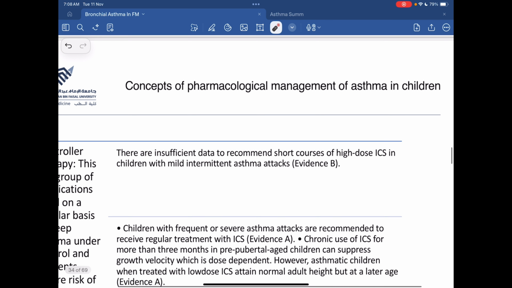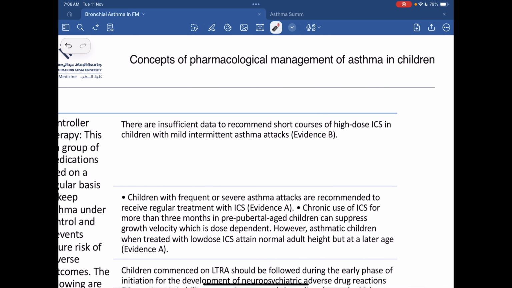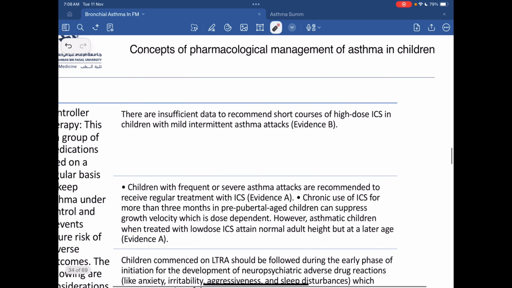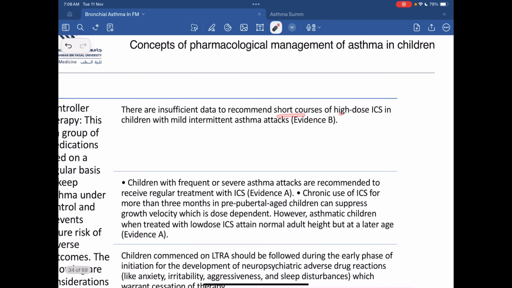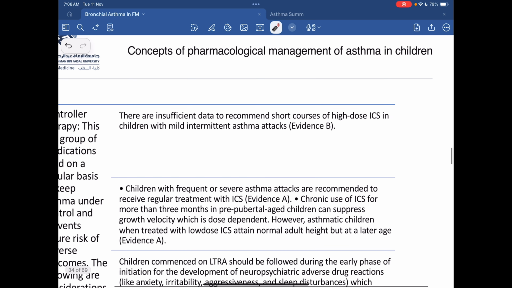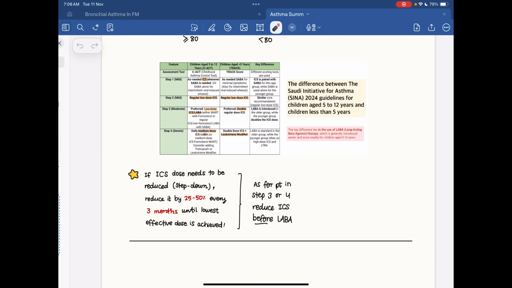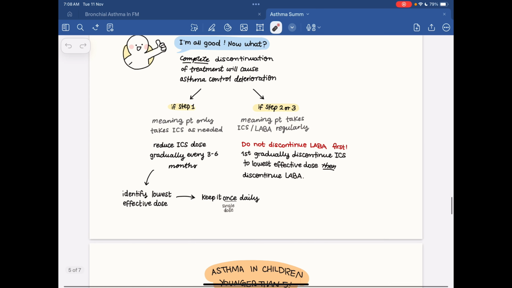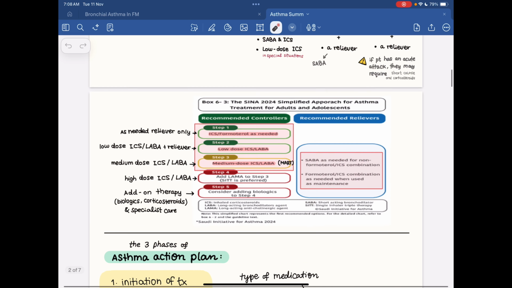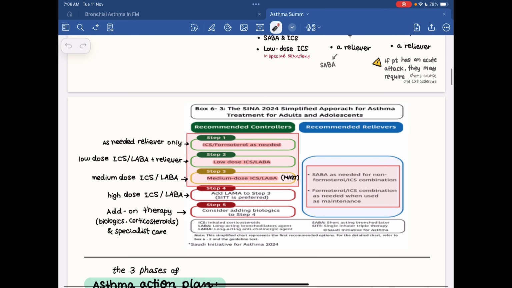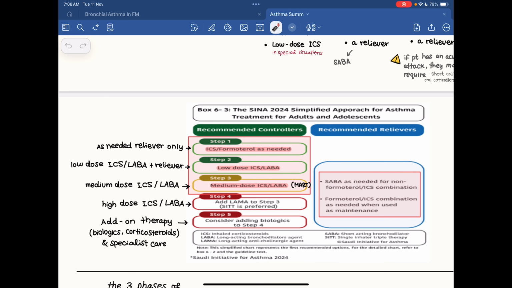Okay, finally. There's insufficient data to recommend short courses of high dose ICS in children with mild intermittent asthma attacks. You will see something later. Let's move on from here. Okay, these are the steps. The steps of treatment in general are these. When we say step 1, we mean we use ICS and formoterol as needed. As needed means only reliever.